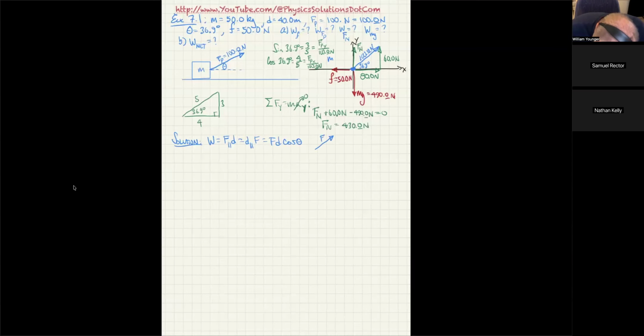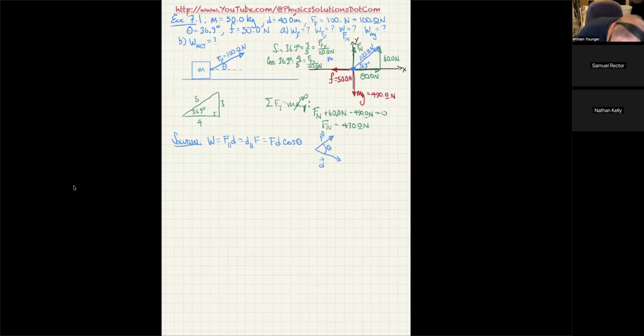You're taking force, which is a vector quantity, you're taking displacement, which is a vector quantity, and you're saying the angle between them when they're tail to tail is theta. So you can't really use FD cosine theta without this picture, or at least without it in your head. Okay.